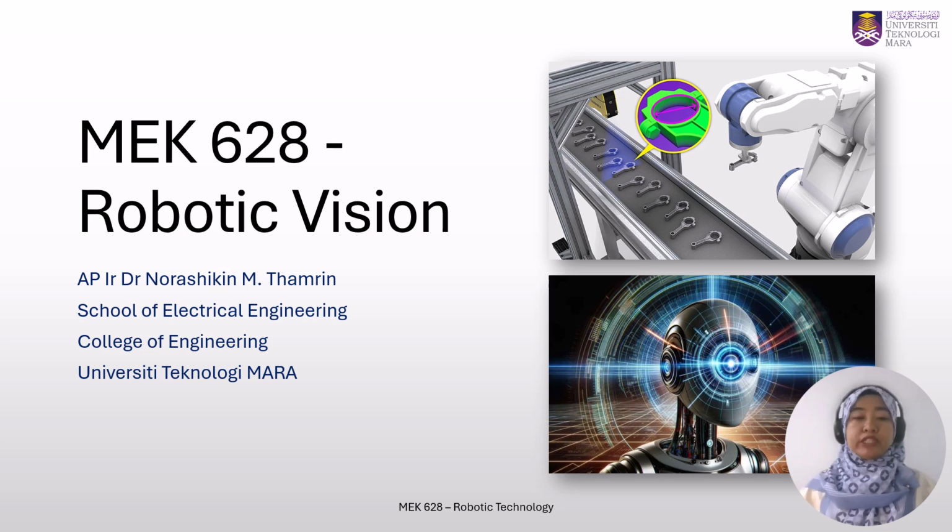Today we are going to continue our class with the next topic, that is robotic vision. This is one of the most exciting aspects in the robotic system. Just like us, our eyes and brain work together to make sense of what we see. Similarly, robots use cameras and algorithms to see and make decisions based on what they see. By the end of the session, you will understand how robots interpret those images and use them to act accordingly.